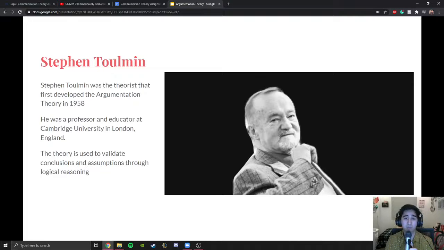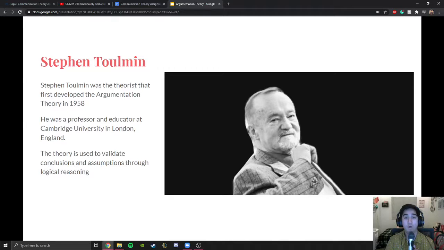He's essentially the founder and the creator of argumentation theory. And he first developed it in 1958 when he wrote his book, The Uses of Argument. He was a professor and educator at Cambridge in London, England, and he used his theory to validate conclusions and assumptions through logical reasoning, making sure that every argument had a rational thought behind it and that arguments weren't based out of no evidence.